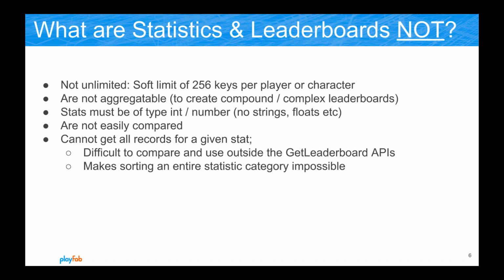So their ability to give you a big list is a little bit limited. And what I mean by that is you can't get all the records for a given statistic. It makes it difficult to do things outside the leaderboard APIs, and it also makes sorting an entire list of category statistics kind of impossible. Like you can't do, give me the bottom 15 users. You don't really know how many users are in a list, so you can't ask for that range. But if for some reason you did know that, you can query specifically for a range of values. And we'll get more into what I mean by that in the next couple of slides.